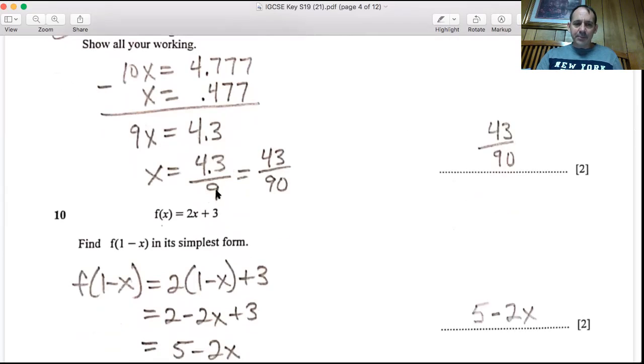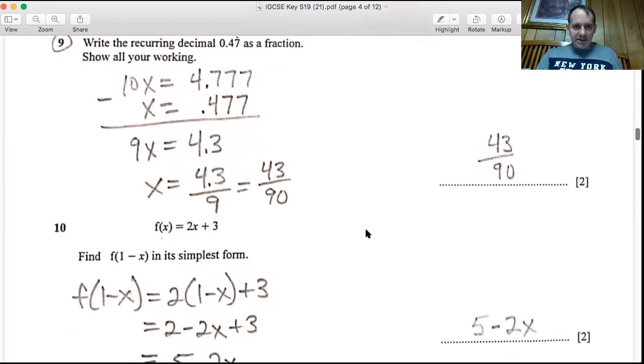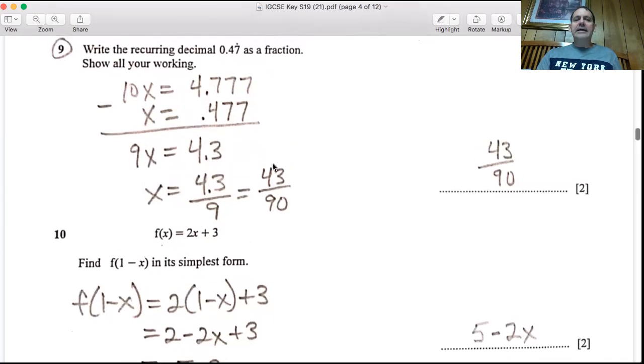Whatever you do to the top, you need to do to the bottom. So basically, you're multiplying top and bottom by 10, or just moving that decimal one space to the right, which gives us 43 over 90. 43 over 90. So that's how you do recurring decimals. Again, make sure you get your thinking pattern down so that you can do these on each test set.